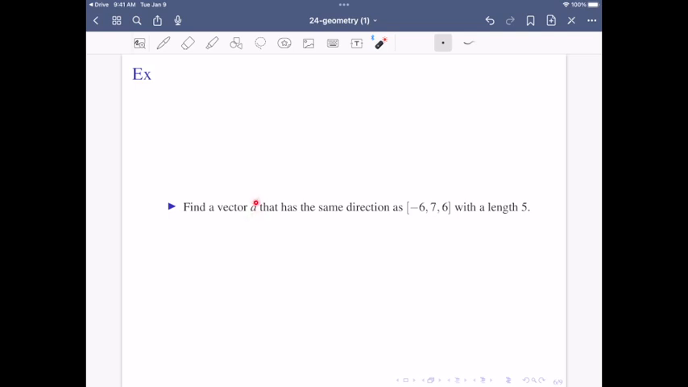Find a vector a that has the same direction as negative 6, 7, 6 with length 5. For this problem, we first want to find the length and then the direction of this vector, and then we will see how to rescale it to length 5. So v is given by negative 6, 7, 6. Then what is the length? The length is the square root of the sum of squares.